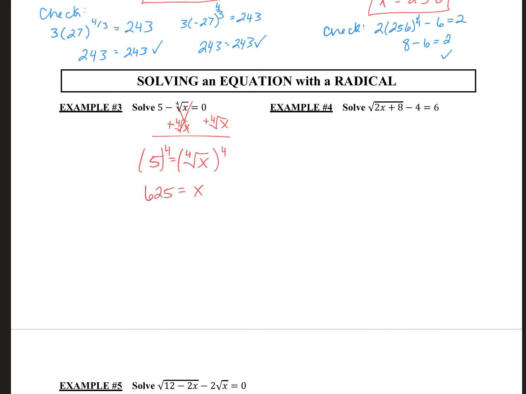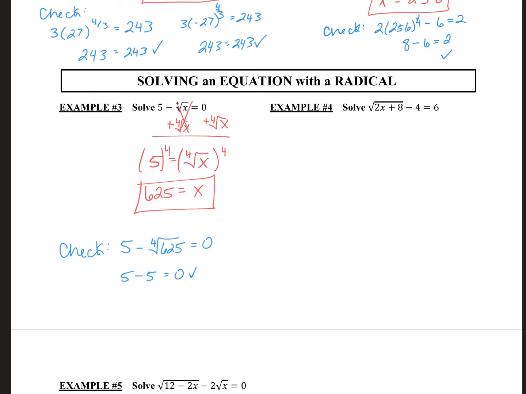We need to check to see if this works. So I'm going to substitute 625 back into my original equation. Check here. We have 5 minus the 4th root of 625. The 4th root of 625 is 5, so we have 5 minus 5 equals 0, and that is true. So x equals 625 is a solution. All right, let's try this next one here.